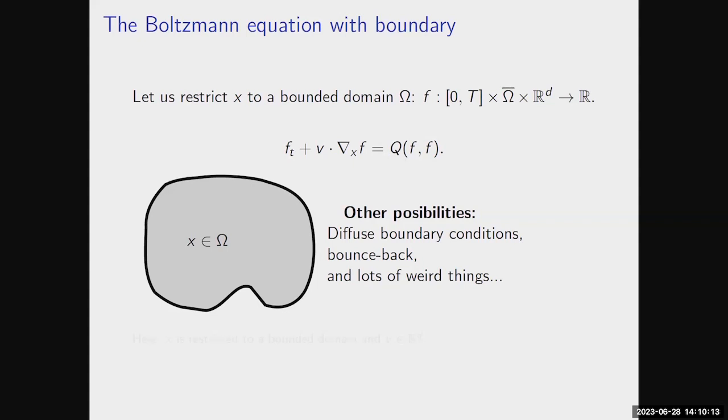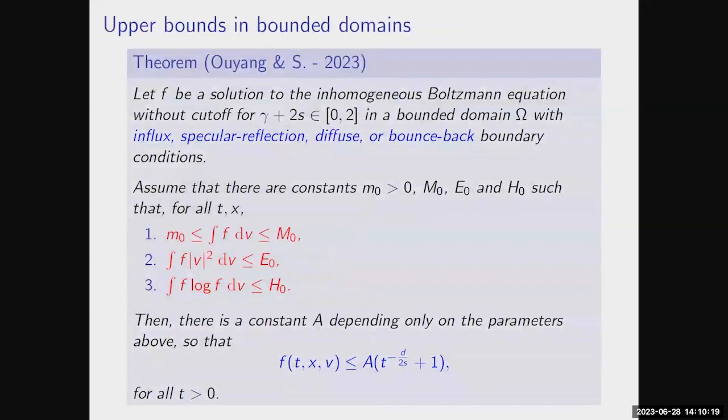So I want to present our recent preprint with Zimeng Hao Yang, which is the upper bound under the same hydrodynamic hypothesis, but instead of looking at the periodic box like in our previous program with Cyril, here this is in a bounded domain with any of the reasonable physical boundary conditions.